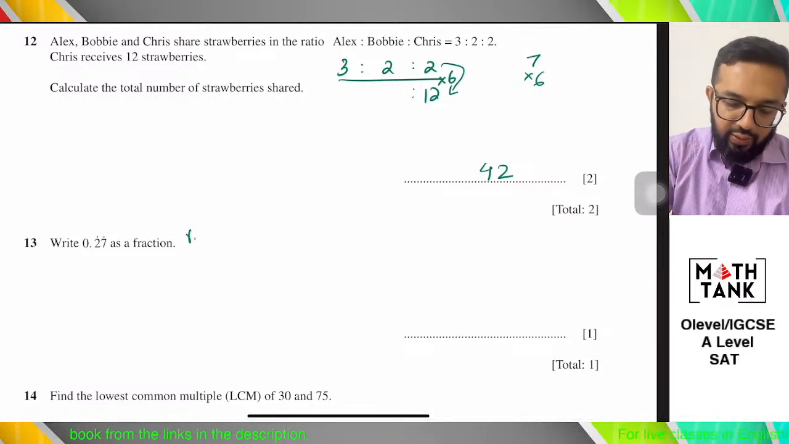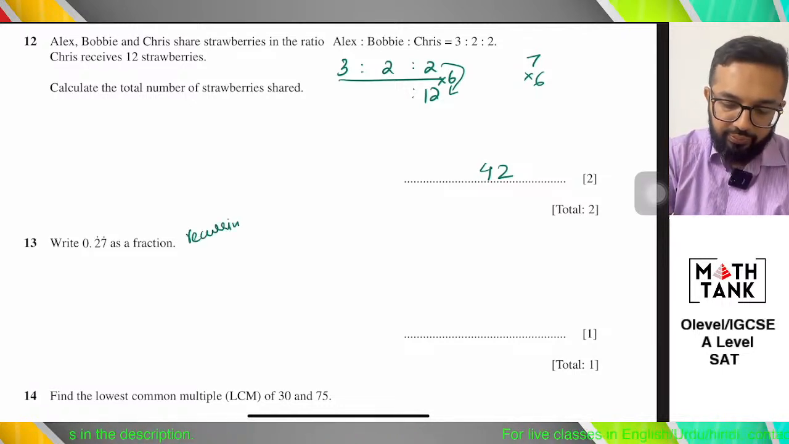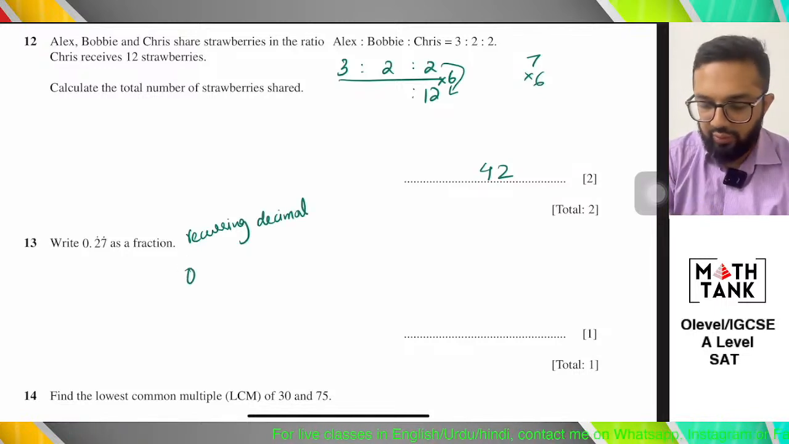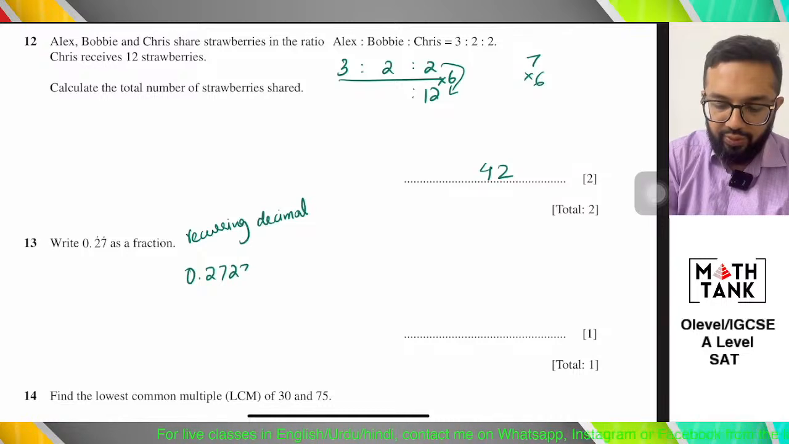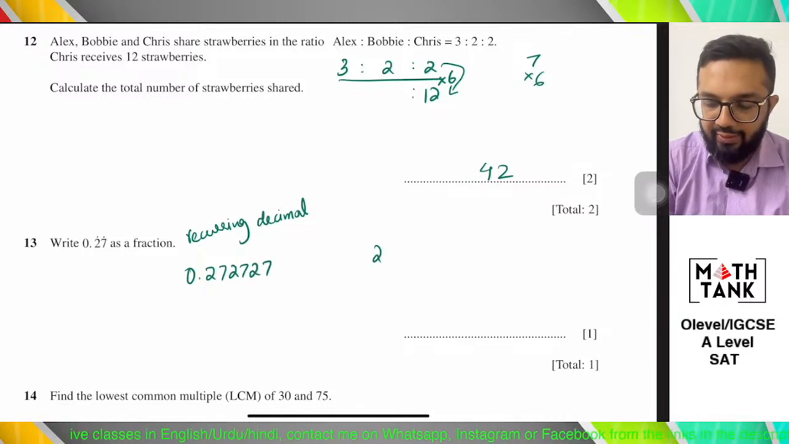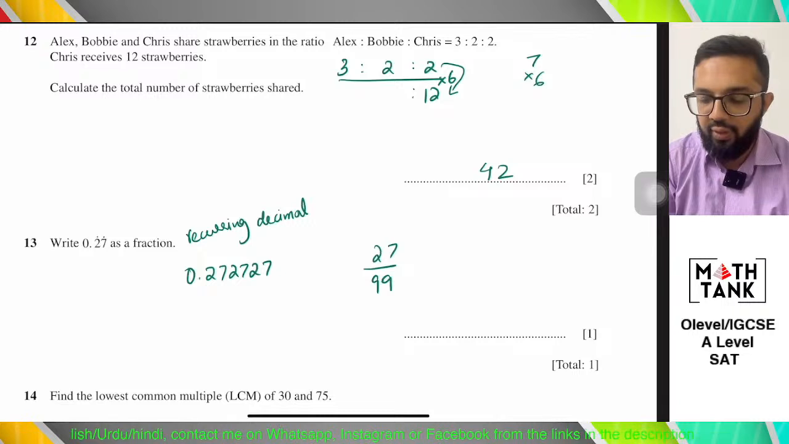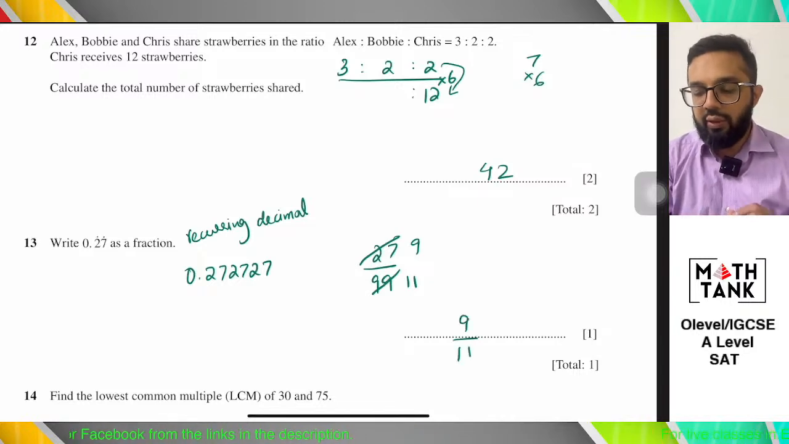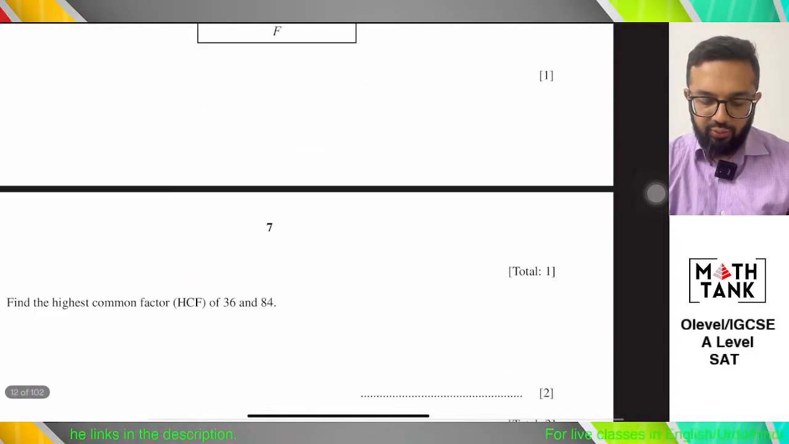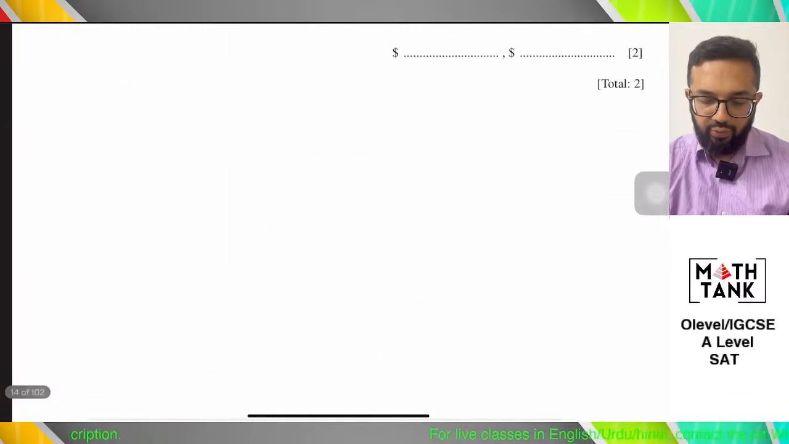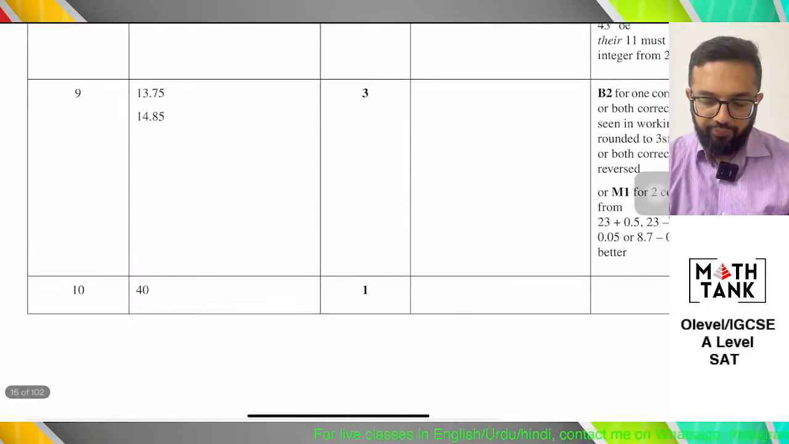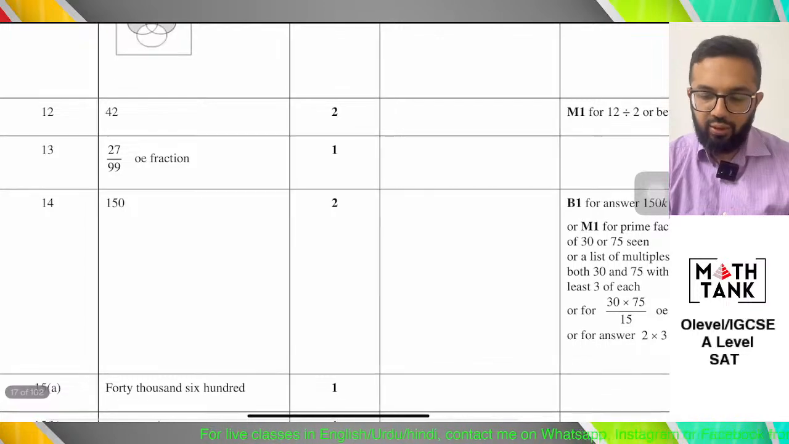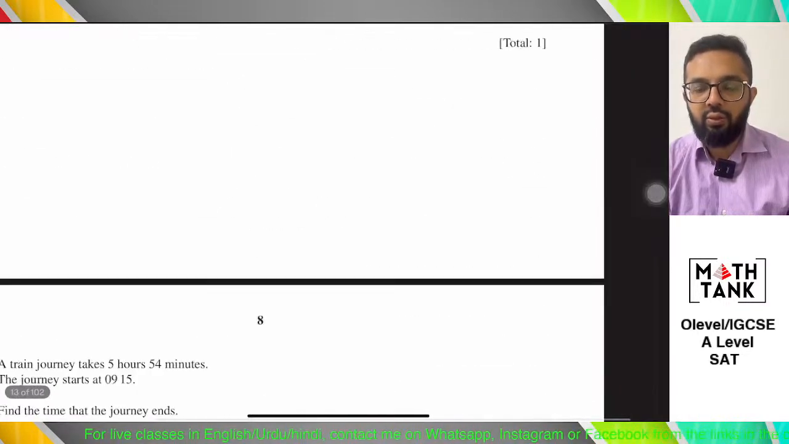This is a recurring decimal, and I will have to check this answer, but 0.272727 should equal 27 over 99. Okay, and that can give you 9 over 11. I think that should be the right answer. I will have to check this one because this is a relatively new topic for me. Yeah, 27 over 99, that's fine.